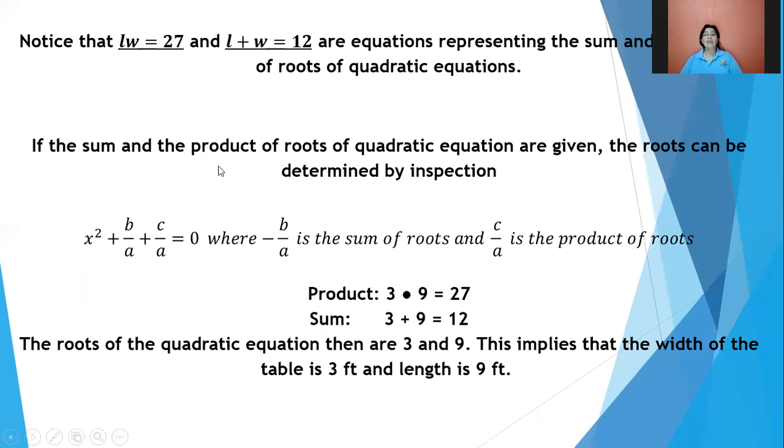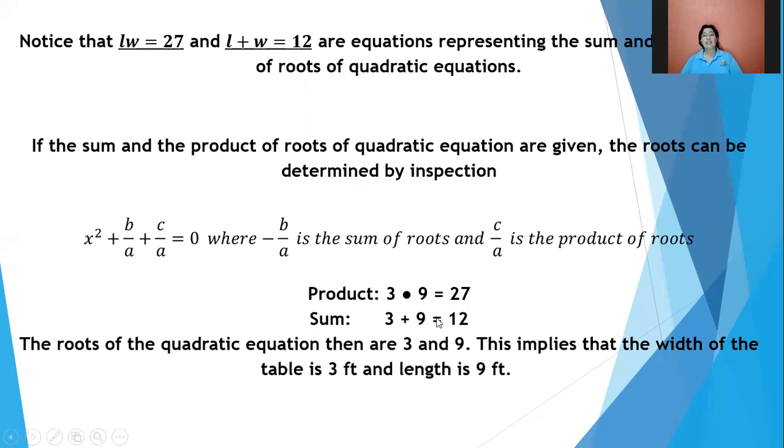If the sum and the product of roots of a quadratic equation are given, the roots can be determined by inspection. This is the formula from last time: negative b over a is the sum of the roots, and c over a is the product of the roots. When we say product, the operation is multiplication.